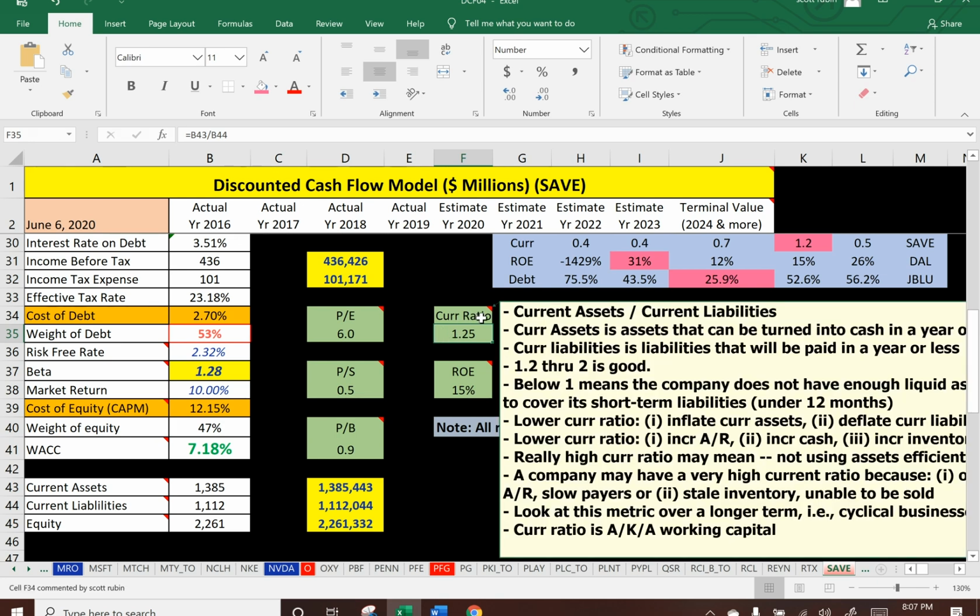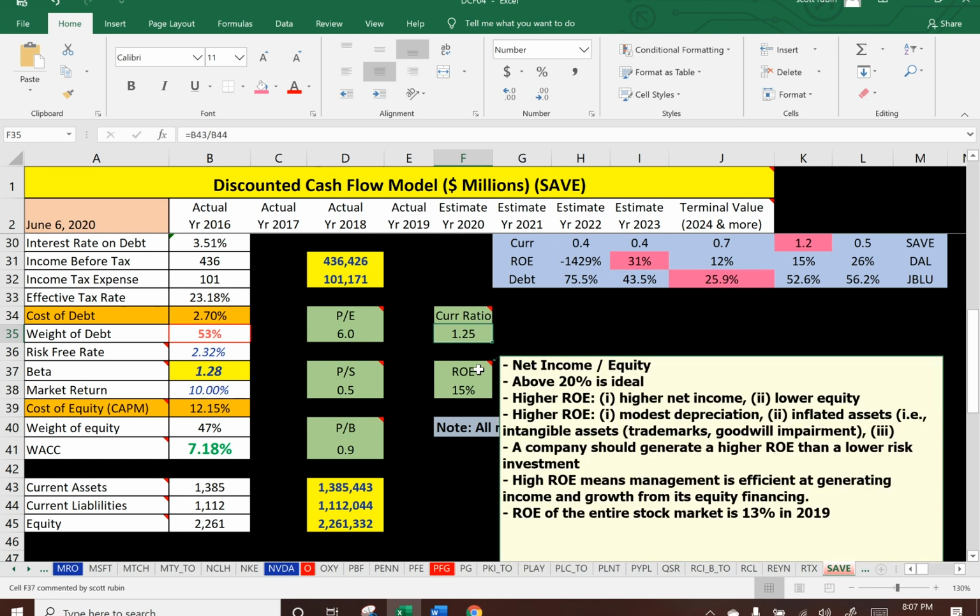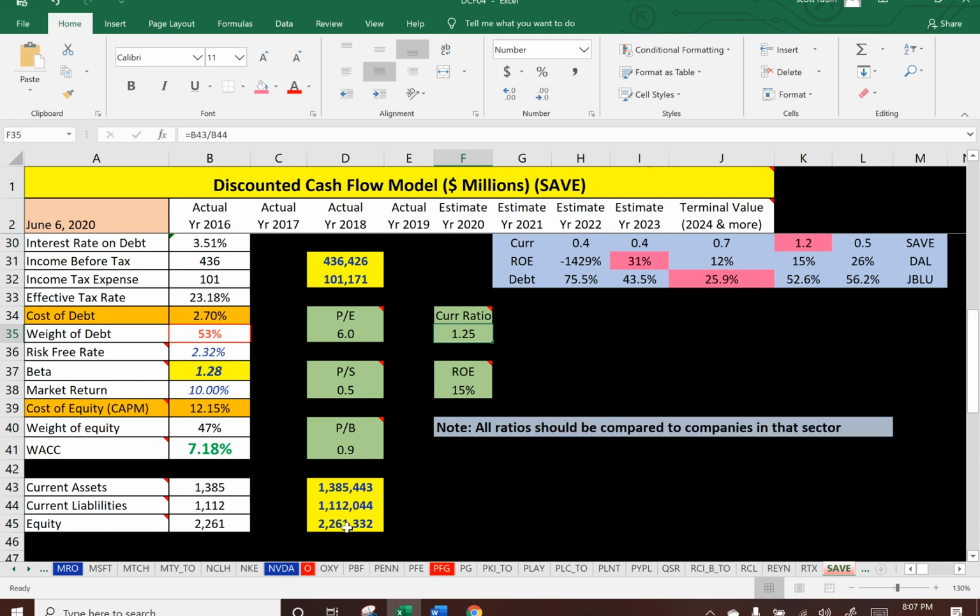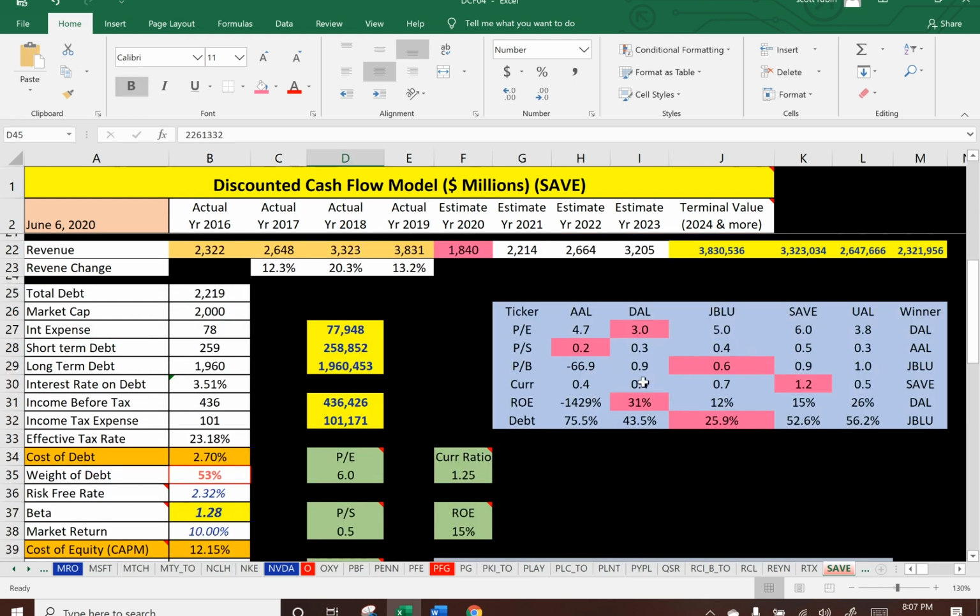Current ratio is the current assets over current liabilities, and they have a good current ratio. It's where it should be, 1.25. So they have enough cash and short-term assets to fund their business. ROE is not bad. It's 15%. I like to see 20%. That's the net income over equity. And net income is the profit and loss from the balance sheet, and equity is your book value, which is what we input earlier down here. So you always want to compare with the competitors to see how they stack up.